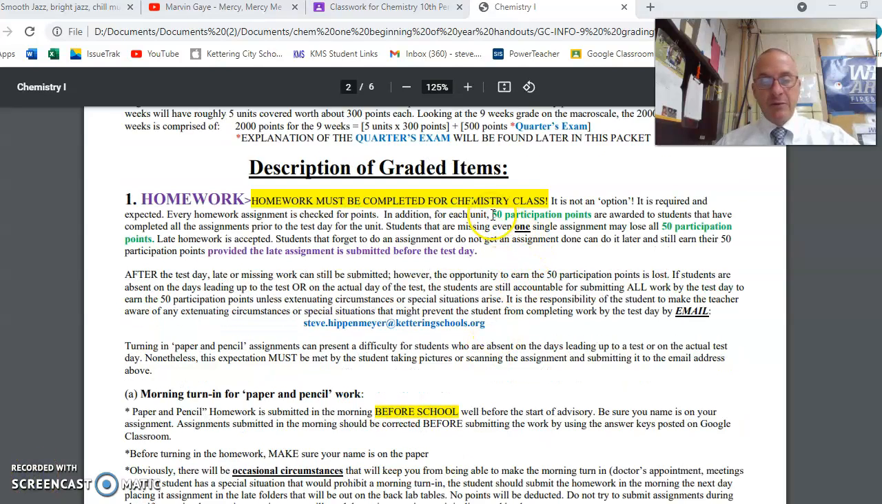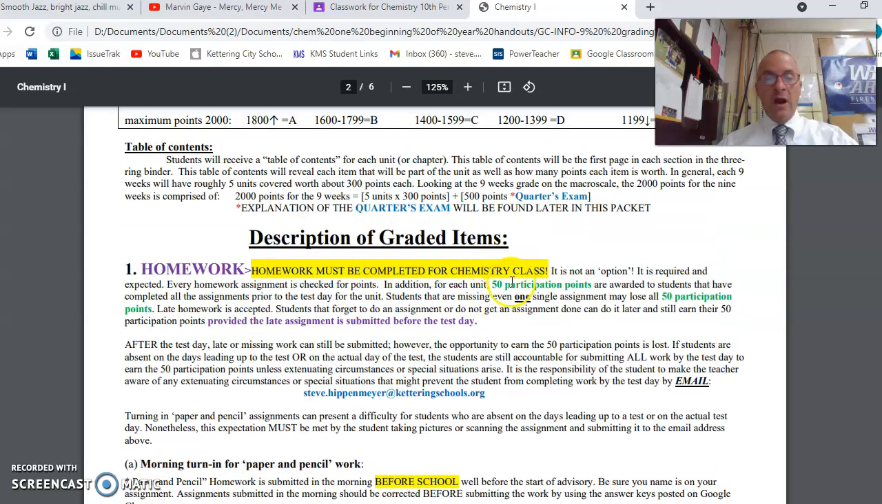Now, with these 50 participation points, it's important to remember that those are awarded if you have every assignment done. If you are missing even one single assignment for that unit, you will lose all 50 points. It is all or none. And that is to try to motivate you, to inspire you, to pressure you in a way to complete all your work. 50 points each unit.